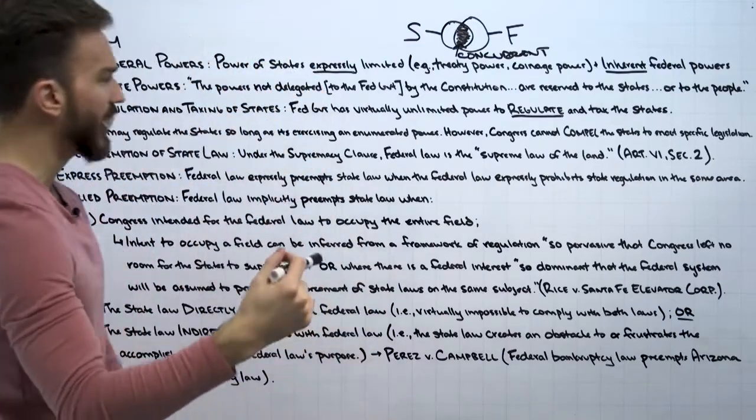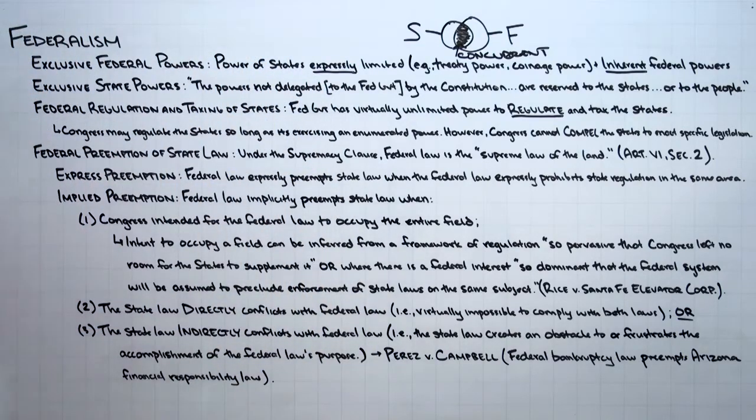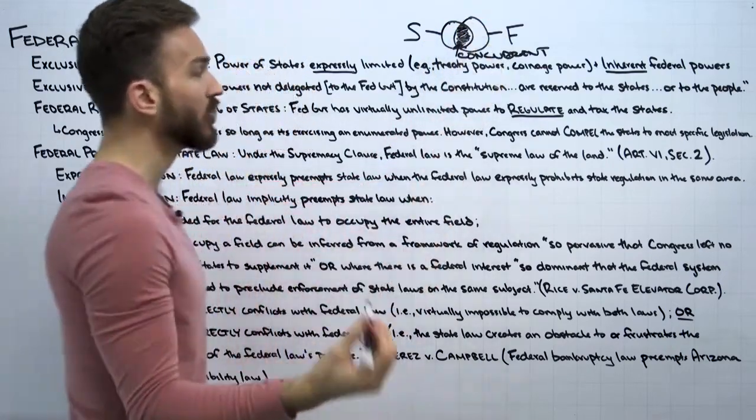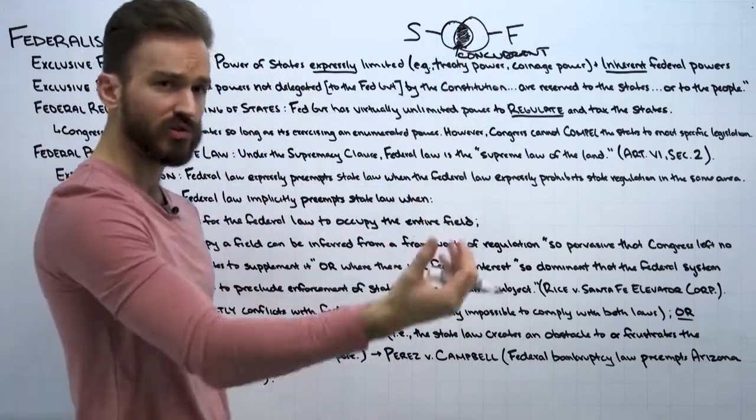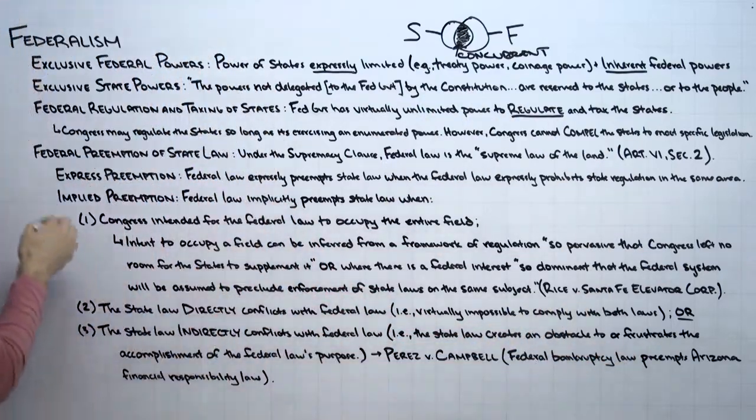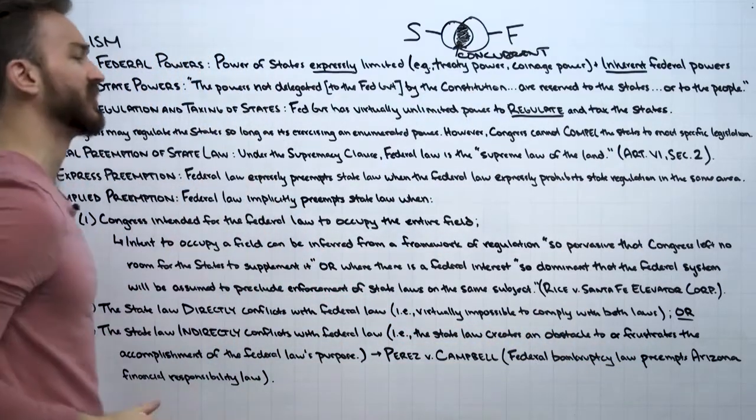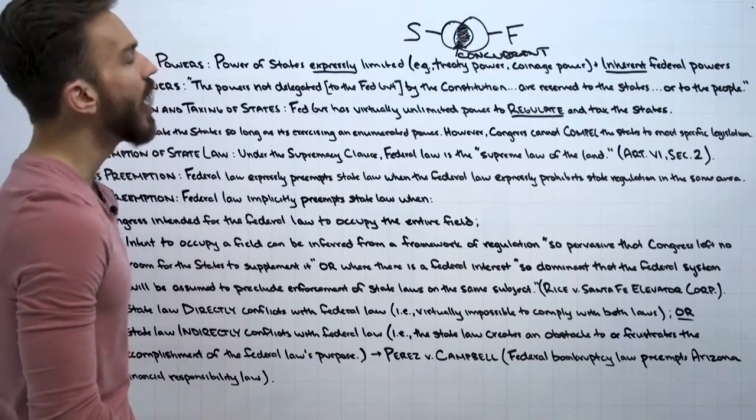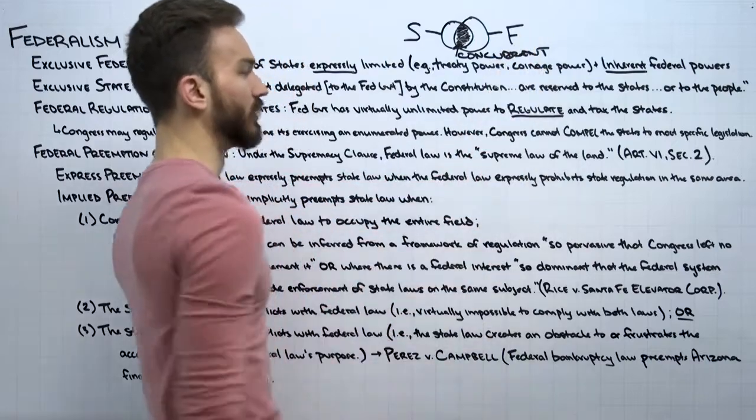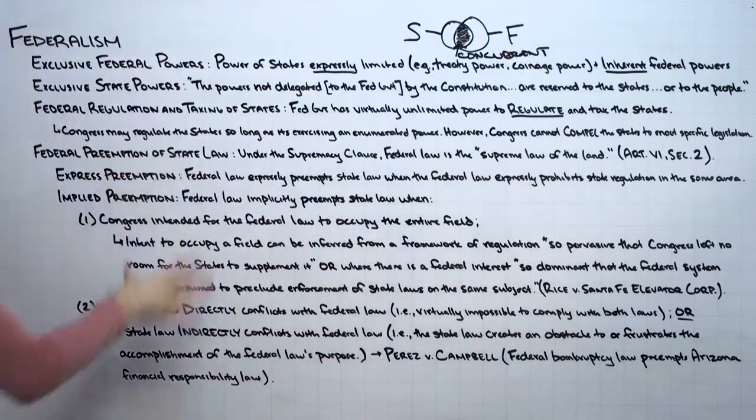But like we said, most of the time you're going to find that the power is somewhere in the middle, right? It's a concurrent power. The state has the power to do this, federal government has the power to do this. The next question then will be preemption and the Supremacy Clause, right? Is there any conflict potentially between the state law and the federal law? And that's what we're going to talk about in a minute here.